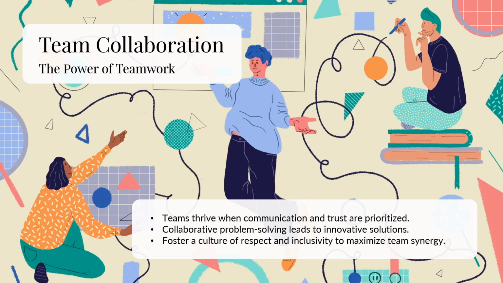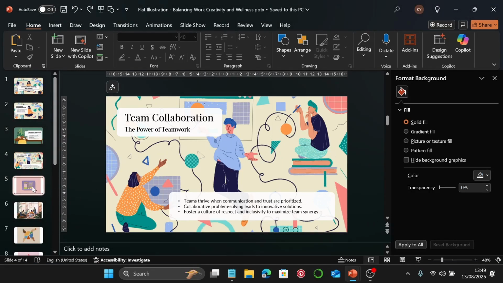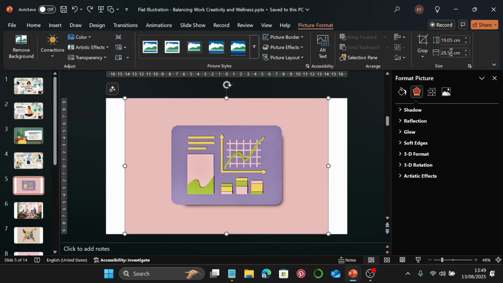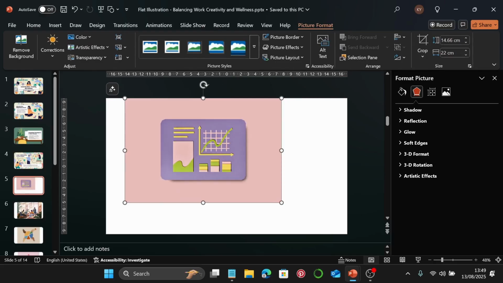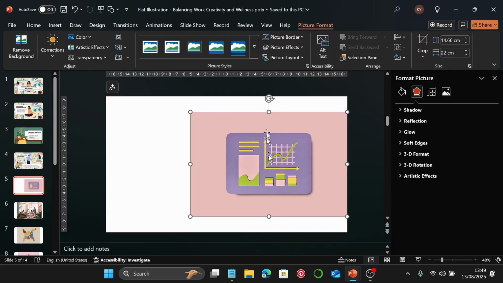I'm just going to click on this, and yeah, we have the team collaboration slide. Let's move on to the next slide. So I'm going to come to slide 5 and select this image, go to picture format and change the width to 22. Now move this over to the right and also in the middle.